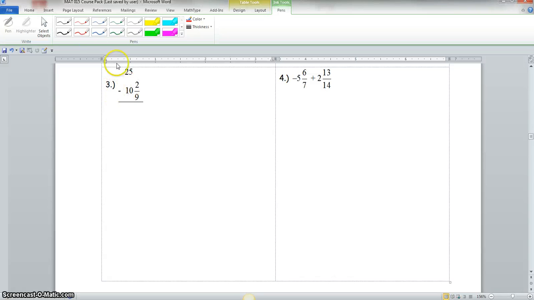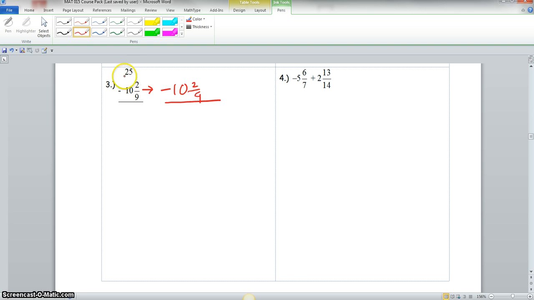Picking up where we left off, we have number 3 here, and we have 25 minus 10 and 2/9. If you notice here, there's no fraction with this 25. Now, what I would suggest that we do is this here, just to make it a lot easier on ourselves. Let's keep our fraction on the bottom the same, which is 10 and 2/9.